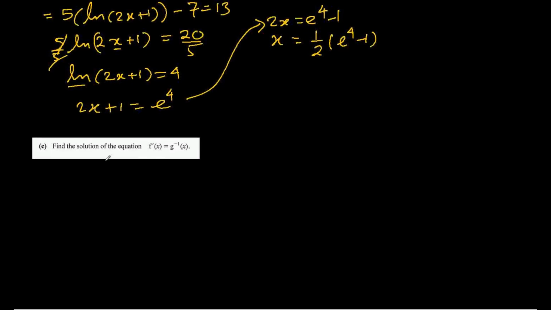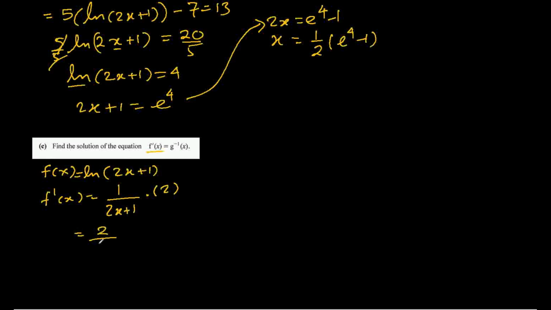Next, find the solution of the equation f prime x equals g inverse x. Differentiation of ln is the inverse of its argument, so f(x) is ln(2x plus 1), correct? So f prime x in this case will be the reciprocal of 2x plus 1. This is what we do in case of ln, and multiply this further by the differentiation of the one we reciprocated, 2x. Its differentiation is 2. So we get 2 divided by 2x plus 1.